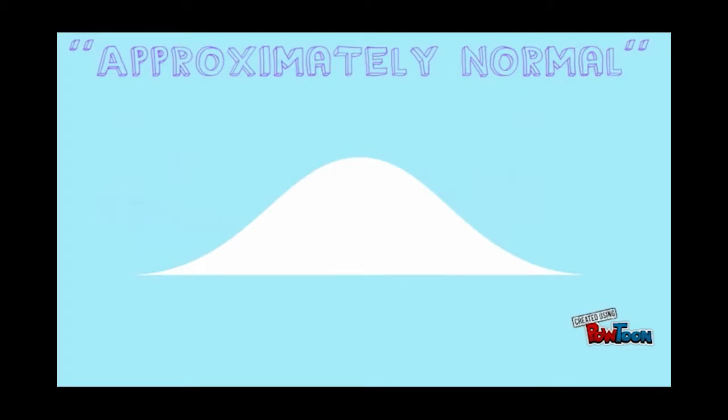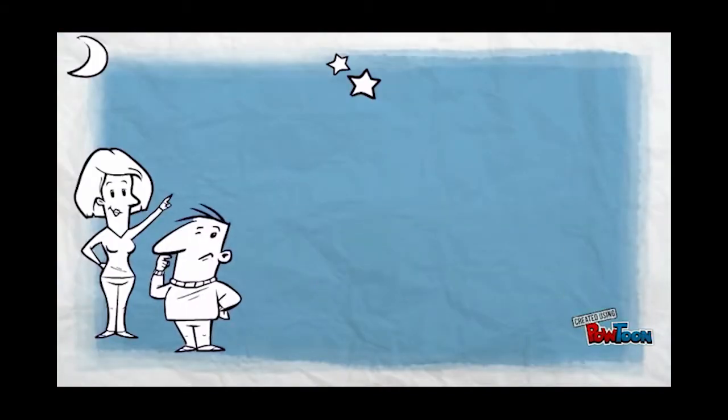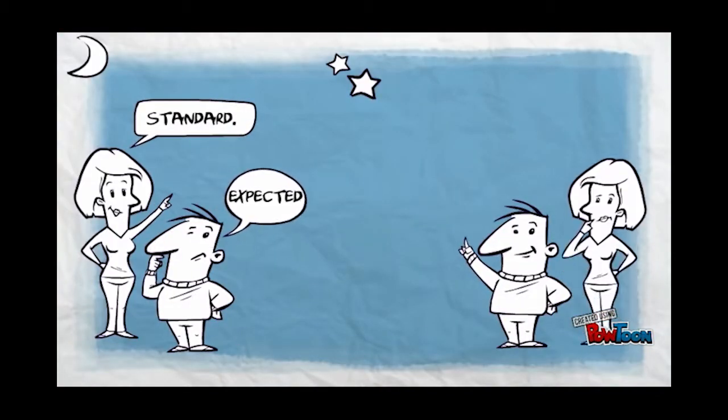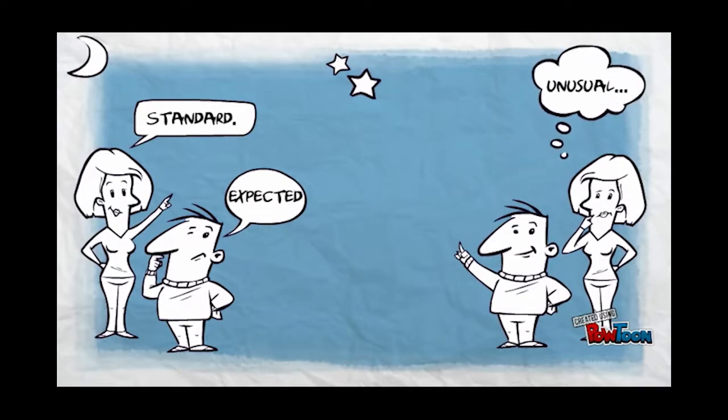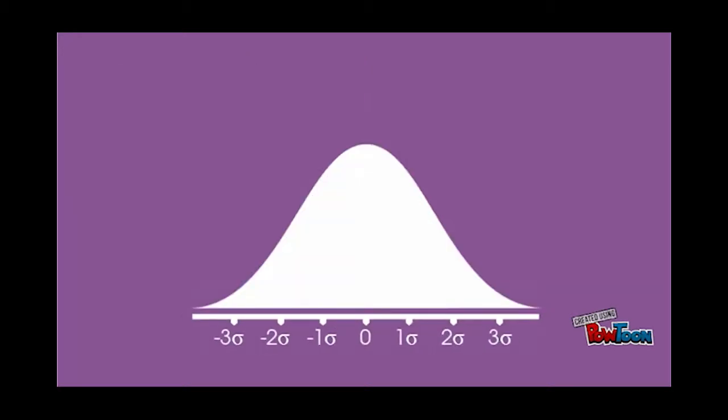Standard deviation is commonly used to understand whether a specific data point is standard and expected or unusual and unexpected. Standard deviation is represented by the lowercase Greek letter sigma. A data point's distance from the mean can be measured by the number of standard deviations that it is above or below the mean. A data point that is beyond a certain number of standard deviations from the mean represents an outcome that is significantly above or below the average.